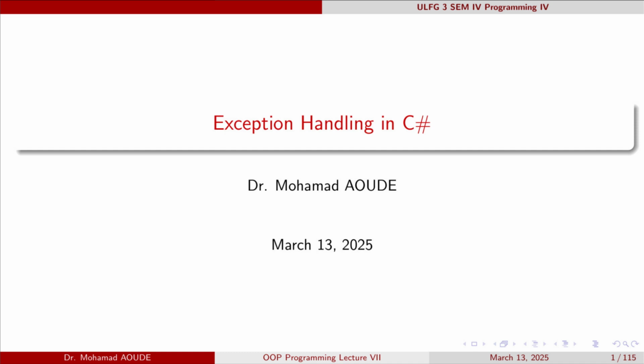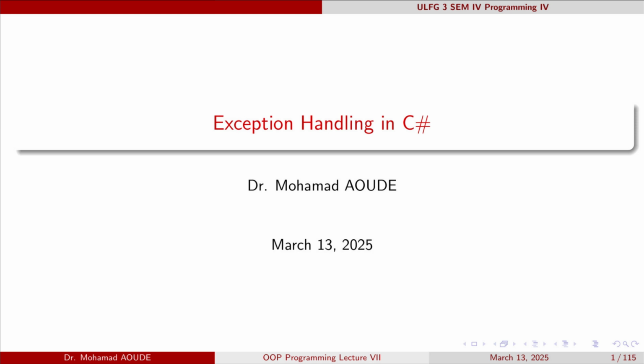Welcome to Lecture 7 of our Object-Oriented Programming course. Today, we begin a vital topic that distinguishes resilient applications from fragile ones, exception handling in C#. As your programs grow in size and complexity, errors are inevitable. What matters is how we deal with them.